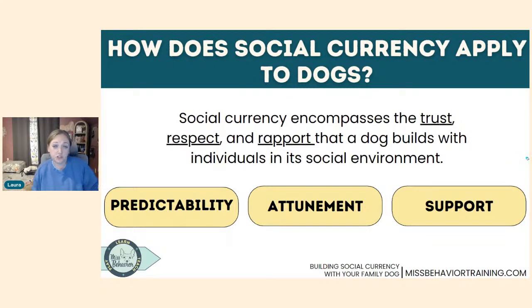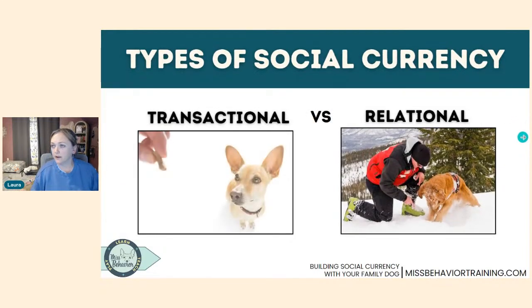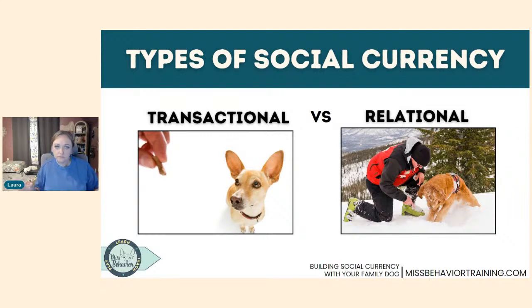Okay, so how can we achieve this? There are three main ways that I'm going to break down: predictability, attunement, and support. All right, let's break those down a bit. But before we do that, a couple different types of social currency. There's the more transactional type, and then there's the relational type.